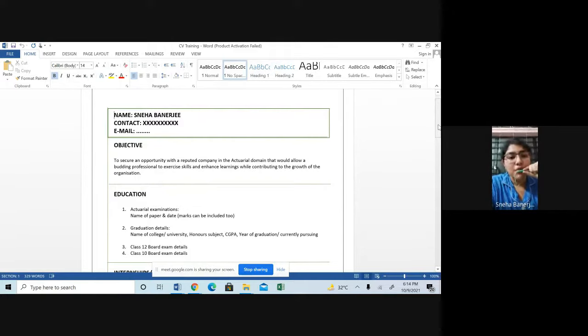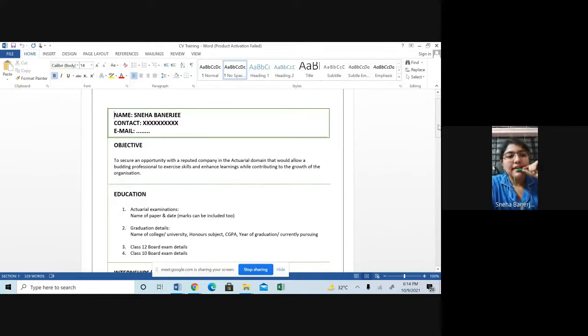More importantly, don't copy an objective from the internet, because trust me, the HRs and the people who are recruiting you have gone through at least 100 resumes. It's very easy for them to catch you if you're copying from the internet, and that is a very bad first impression. In particular, if you're applying for an actuarial role, the word actuarial must be there in your sentence, so that the recruiter clearly knows that you're not just applying for any random job, and that you're particularly interested in the actuarial openings only.